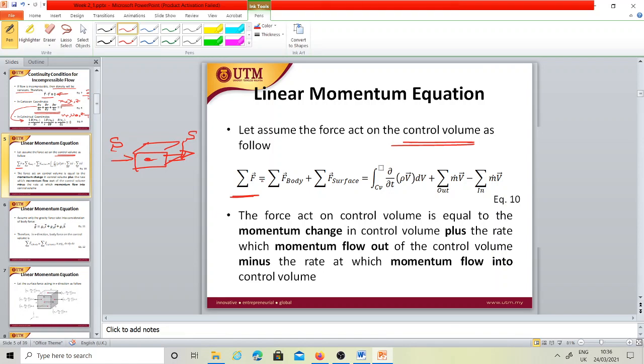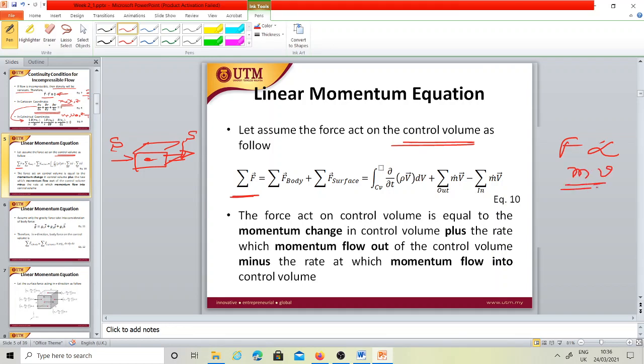We are not considering a complex flow; we are considering the flow in one direction. So we derive it for one direction, for example along the x direction, and in a similar way the equation can be written for the y direction and z direction. The total force acting on the control volume is proportional to the change in momentum.